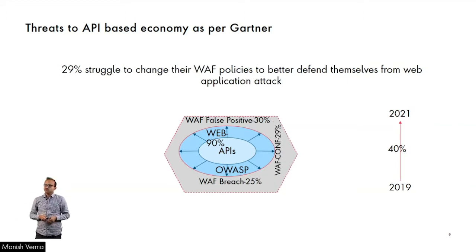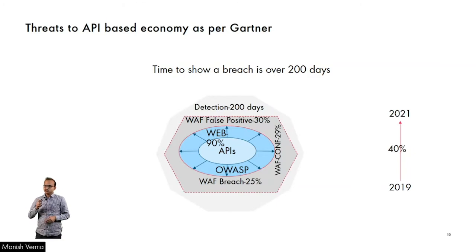Next one. 29% of the time, people fail to configure their WAF in time. 29% of the time. That could lead to a false negative. That means your APIs will get attacked, or you are too late to act. How much? 200 days. It takes 200 days on average.